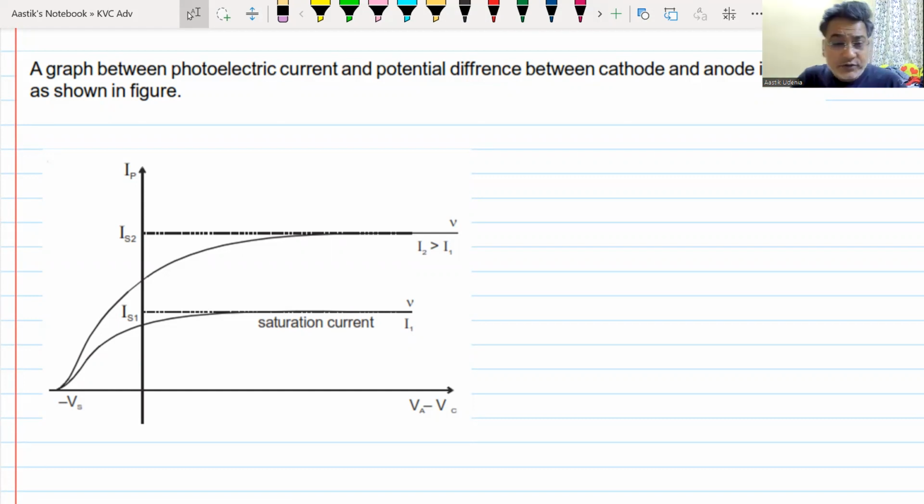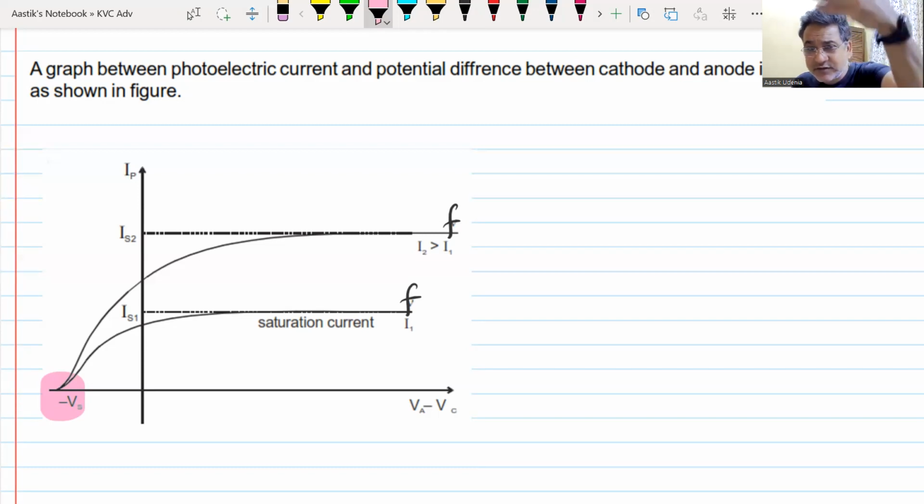They are drawn at two different intensities, I1 and I2. As you can see here, the frequency F is fixed, and therefore you can see the stopping potential being the same, because stopping potential depends on the kinetic energy of the electrons, and kinetic energy of the electrons depends on the frequency. I2 and I1, two intensities are given. Which intensity will be more and which intensity will be less? IS2 is more, IS1 is less.